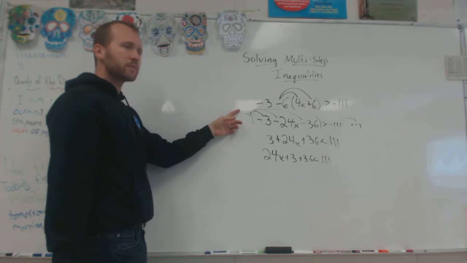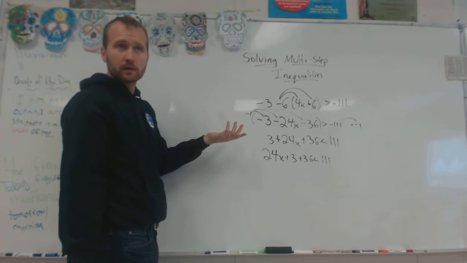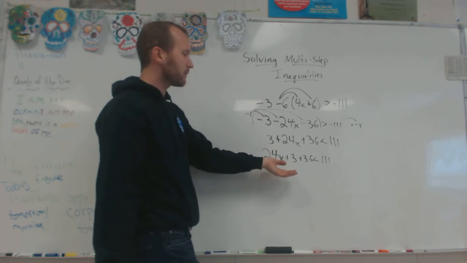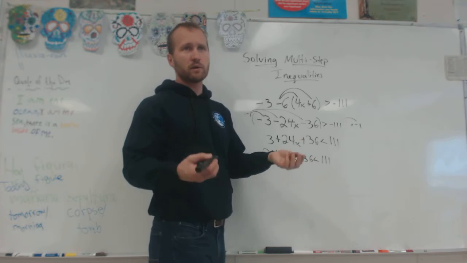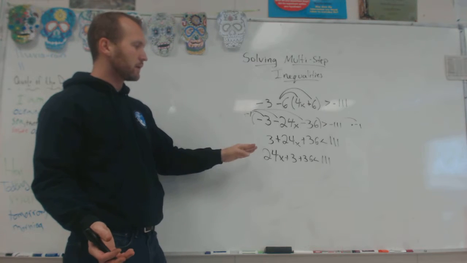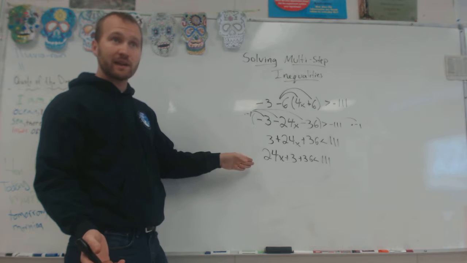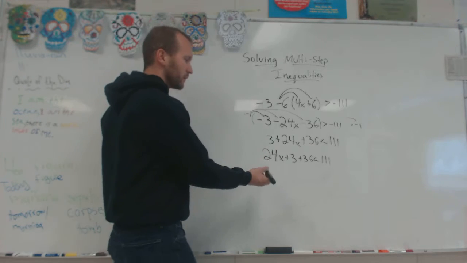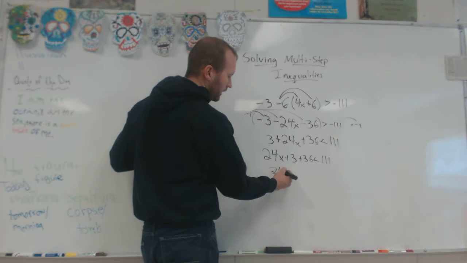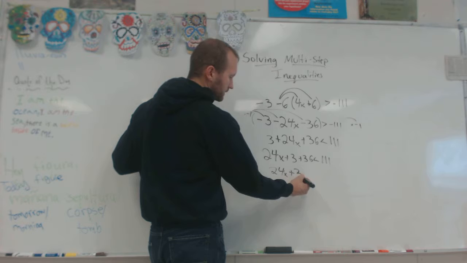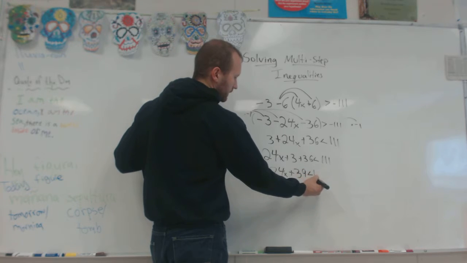If you hadn't thought to multiply through by negative 1, not a big deal. You would just have all negatives still. You would have negative 3 minus 36, which would be negative 39. It's totally fine to not do this step, but I really like that we did. I think it's so much easier to add than to just deal with positive numbers. So now I have 24x plus 3 plus 36 is 39, is less than 111.